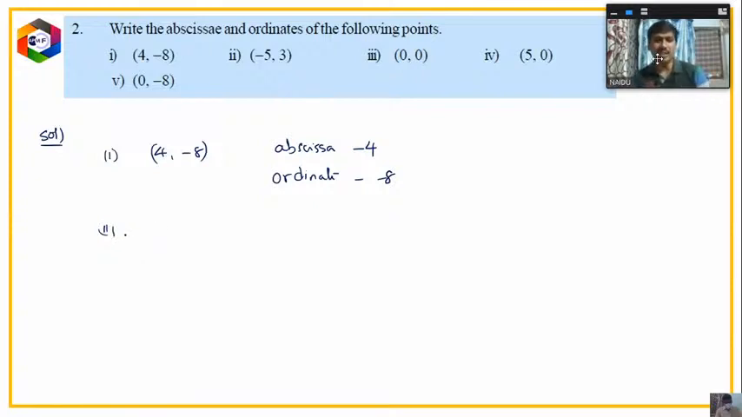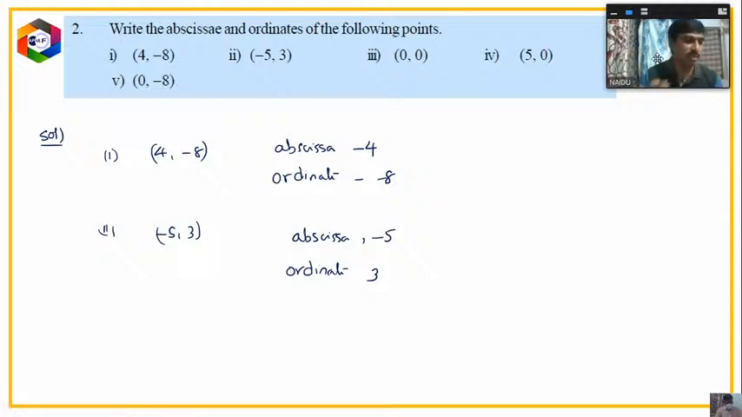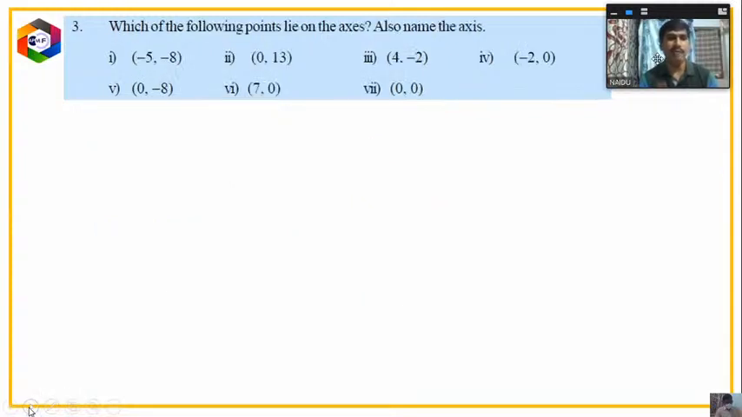So what is abscissa and what is ordinate? In the second question it is very clear. Abscissa is -5, ordinate is 3. So here this is -5 comma 3. So abscissa is -5 and ordinate is 3. Abscissa means first coordinate, ordinate means second coordinate. In the same way you can complete likewise. I think those are not difficult questions, children. You can complete this also, and we will move to the next one also.